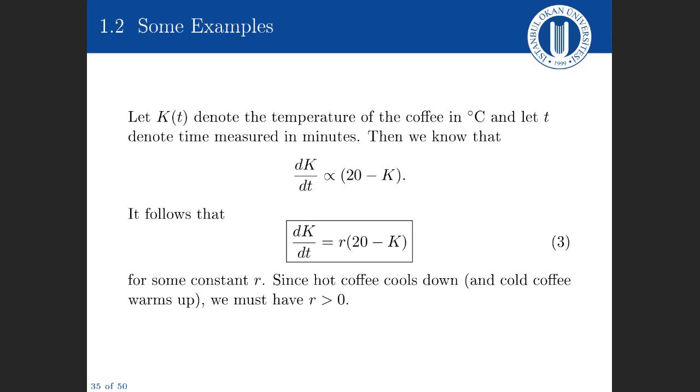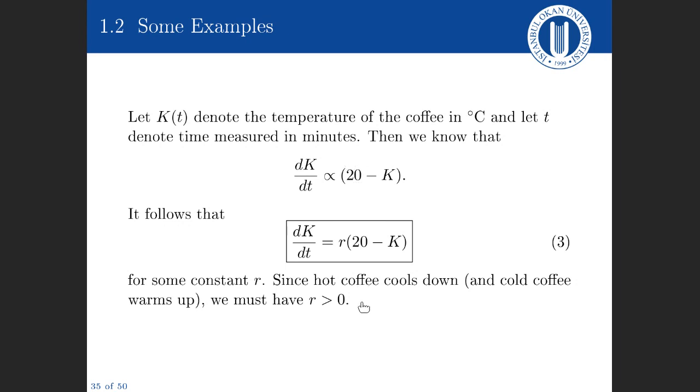Let k(t) denote the temperature of your coffee in degrees Celsius, and let t denote time, and this time let's say time in minutes. Newton's law of cooling tells us that dk/dt, the rate of change of the temperature of the coffee, is proportional to the difference between the temperature of the coffee, which is k, and the temperature of the room, which is 20.